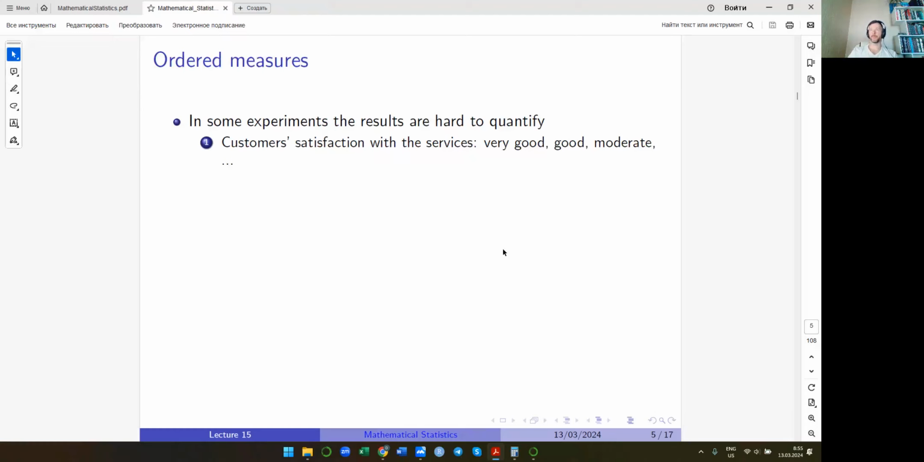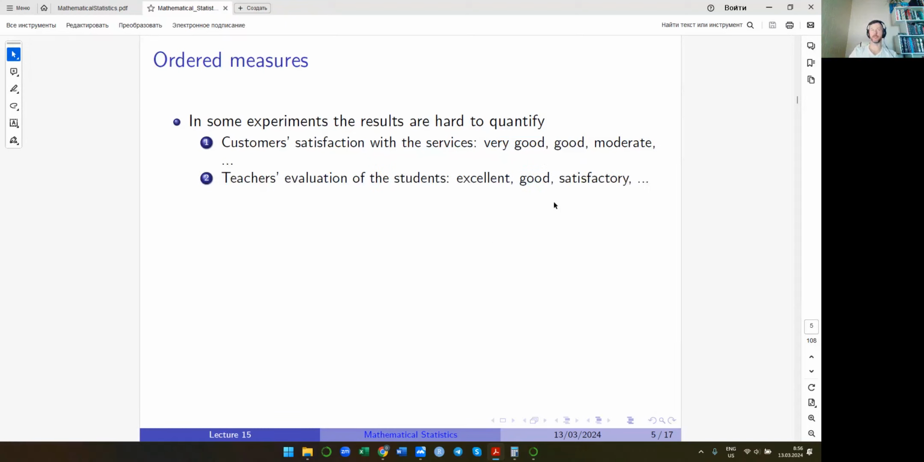somehow generic. I can also assign 100 to very good, 80 to good, 50 to moderate, 40 to bad, and so on. So the numbers in this case do not matter much.